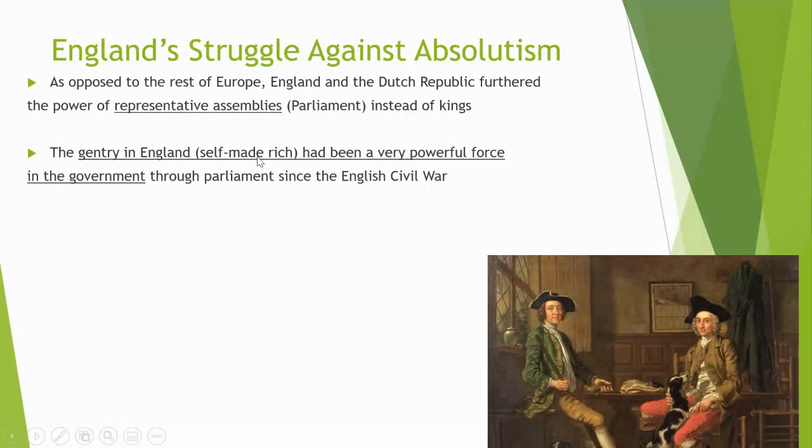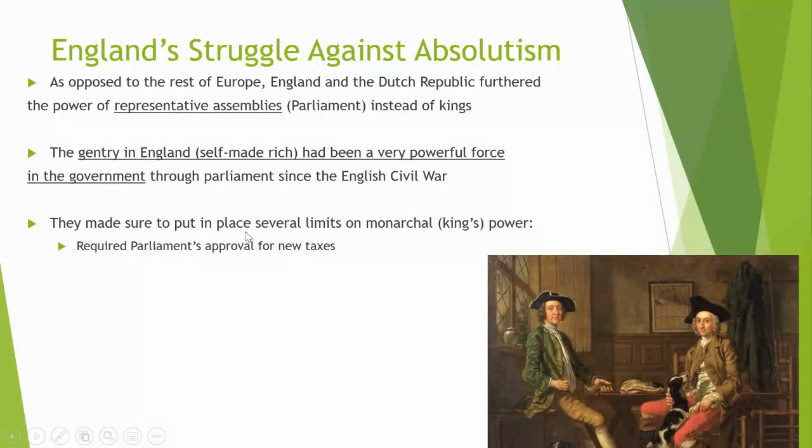So the gentry in England, and if you remember that term gentry, those were the people that didn't grow up with traditional noble privileges, but because of the age of exploration, joint stock companies, and mercantilism, were able to become very, very wealthy themselves, and therefore they wanted political power to go with that wealth. So they become very powerful since the English Civil War when they rise up and overthrow the king. So they made sure to put several limits on the monarch's power.